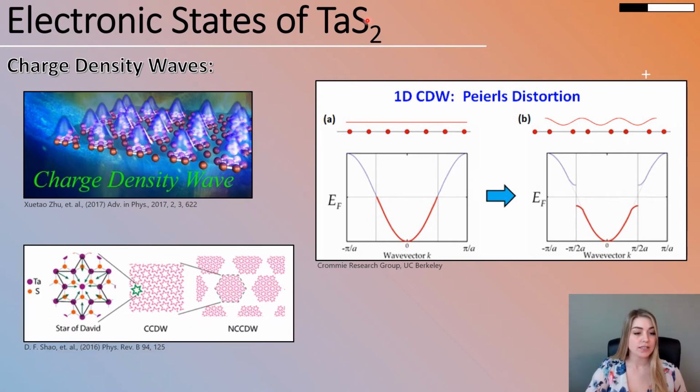Now, my research is focused on the commensurate charge density wave, which occurs at low temperatures, and the nearly commensurate charge density wave, which occurs around room temperature. In the commensurate phase, we see a Star of David pattern. So there's 12 tantalum atoms with one central tantalum atom, and the entire crystal lattice consists of these structures. At room temperature, these structures form into hexagonal domains. So the question we're asking is: is there a magnetic field dependence at this phase transition, and does the thickness of TaS2 play a role?